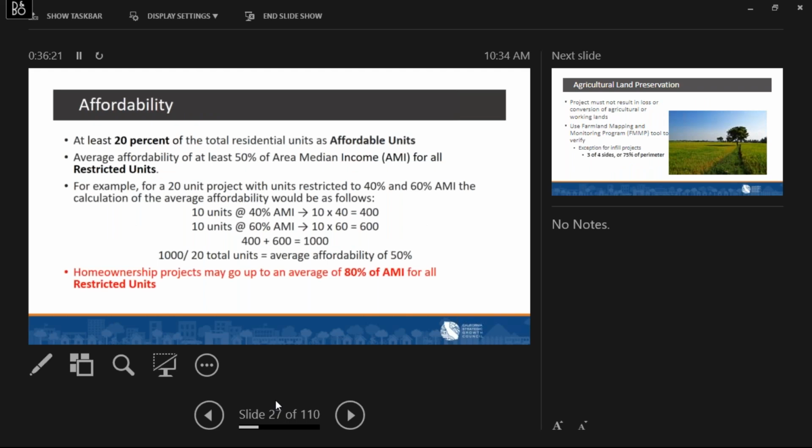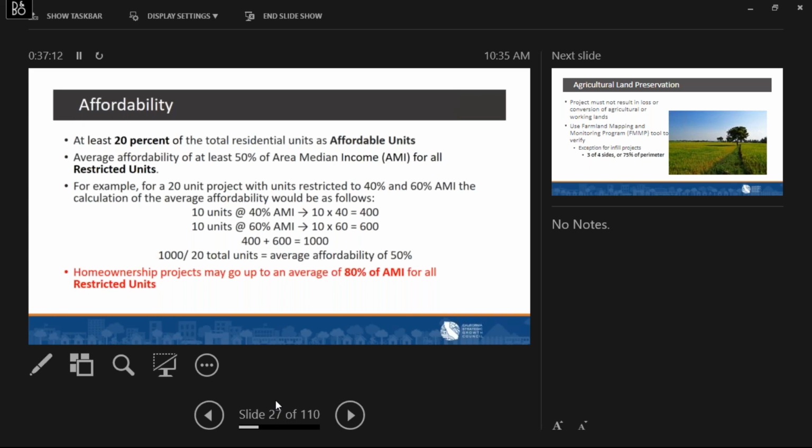Our affordability requirements are that at least 20% of the units have to be affordable units. We have an also additional requirement that those affordable units have to have an average affordability of at least 50% of area median income. So it can be 50% or lower for what we will consider affordable. So for example, a 20-unit project with units restricted to 40% and 60% AMI, you would calculate the average affordability by taking 10 units at 40%, 10 units at 60%, and that averages you out to 50%. So we only consider projects that go up to 60% of AMI to be affordable. So that's important for your calculations as well.